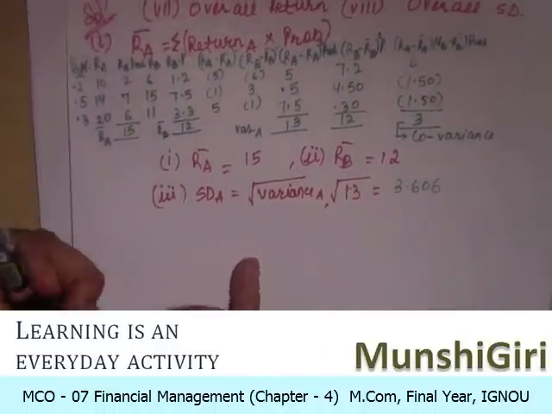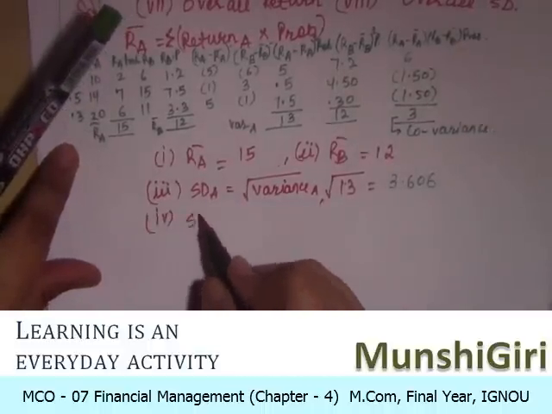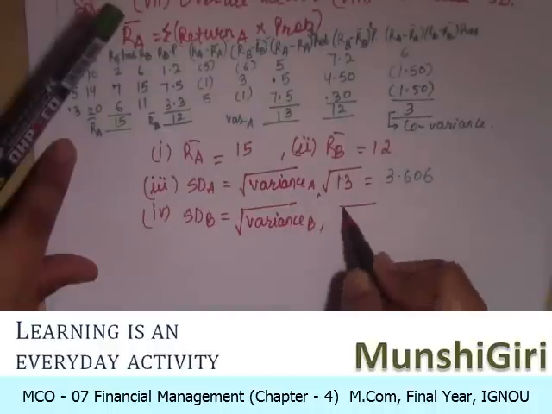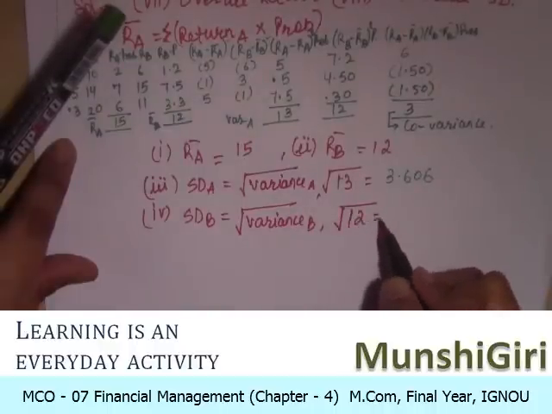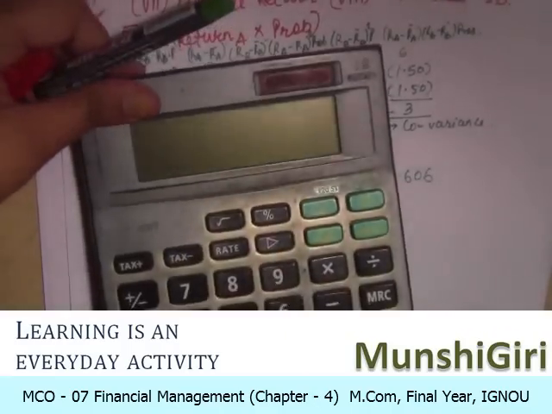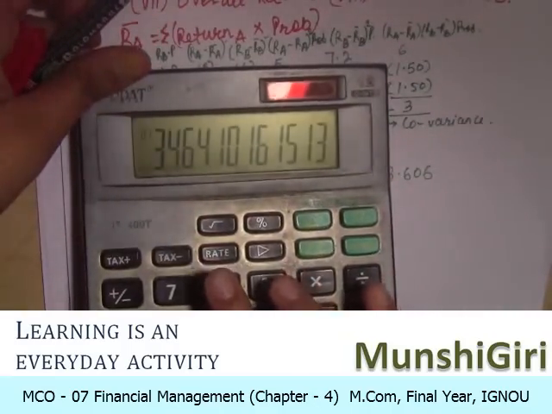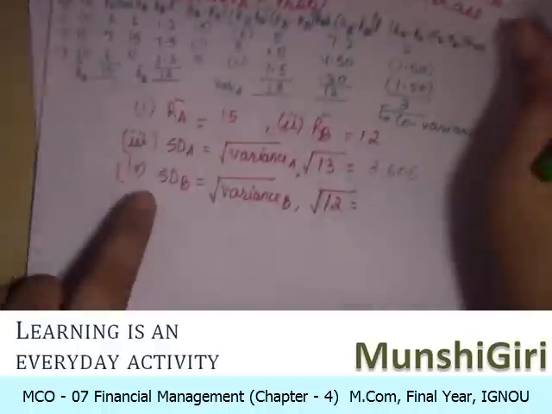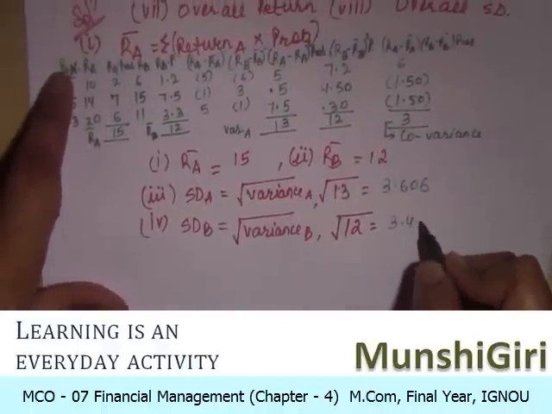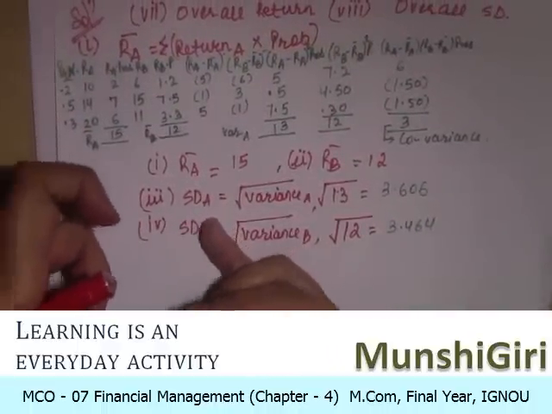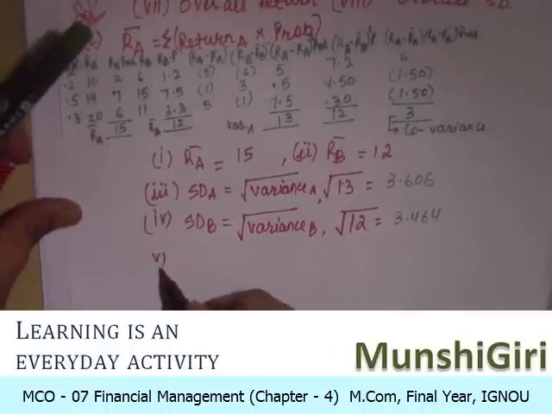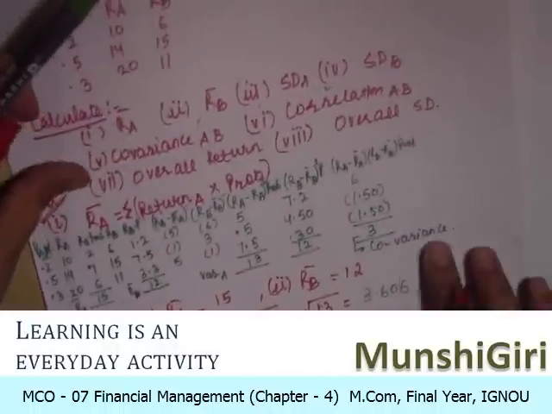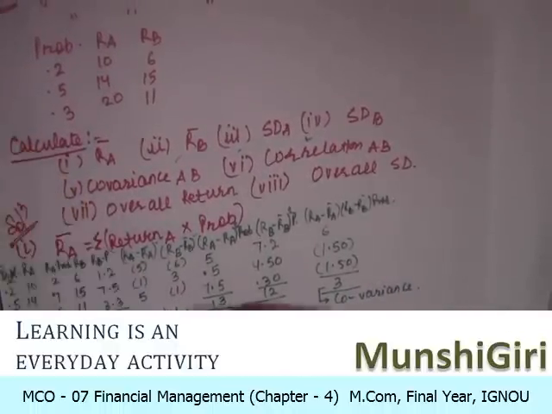Fourth is standard deviation of B, which is equal to under root variance of B. Variance of B was 12, and under root 12 is 3.464. Fifth component it is asking is covariance of A and B. Covariance AB, we've already calculated this as 3. So this is 3.